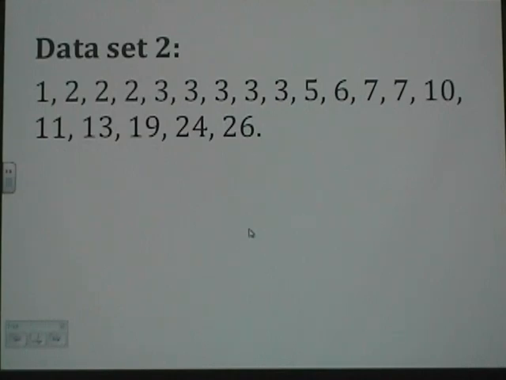So where is the middle? Where is the middle item? The middle item happens to be the 10th item, isn't it? 1, 2, 3, 4, 5, 6, 7. Here, this is what I mean right here.